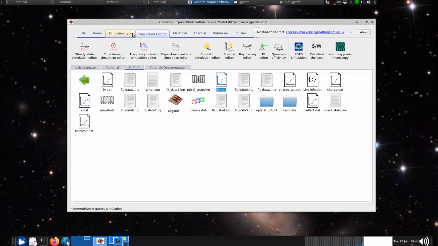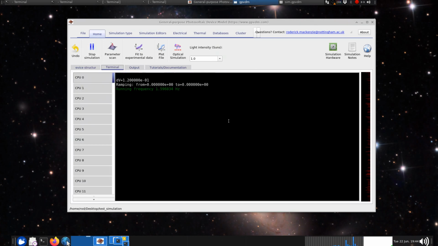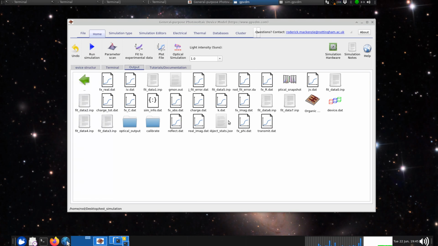So let's put the simulation into impedance spectroscopy mode and click run. What it's doing now is counting up in frequency, so it's effectively exciting the device with a voltage perturbation, which we'll have a look at in a minute, and then it's measuring the current and calculating the phase differences between the two. So it's now spat out various files.